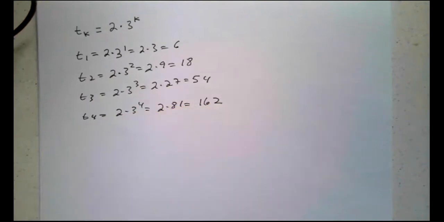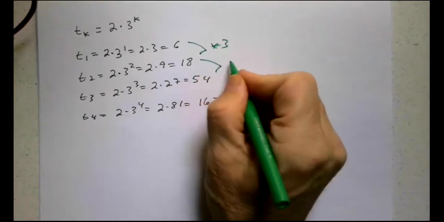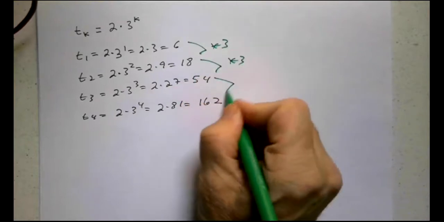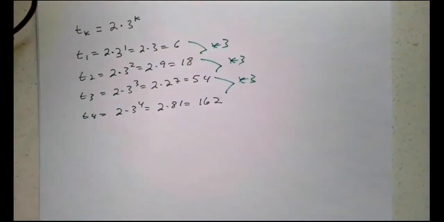And what you'll notice is to get from 6 to 18, we multiply by 3. To get from 18 to 54, we multiply by 3. To get from 54 to 162, we multiply by 3. We have a common ratio of 3. If we divide two numbers in order, you're always going to get a ratio of 3.